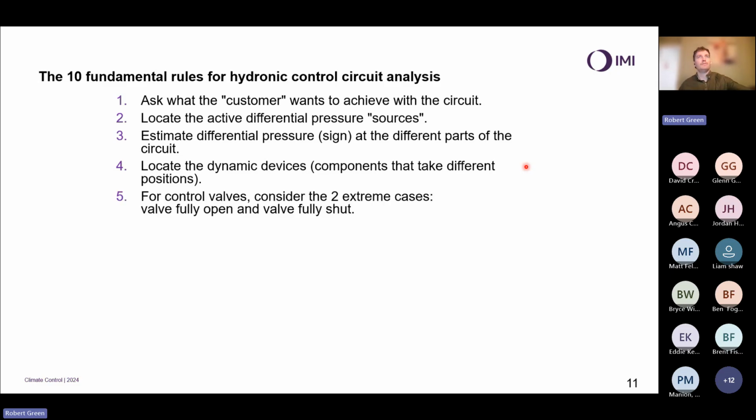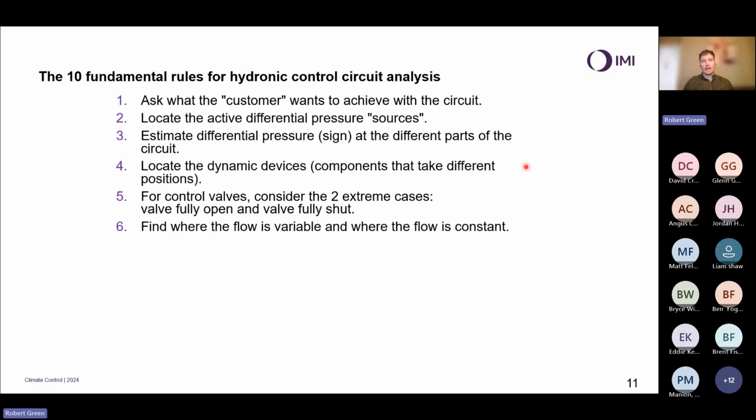And for a control valve, we want to consider two extreme cases. When the valve is fully open, i.e. at design conditions, the differential pressure is the lowest, and when the valve is fully shut, in my low load condition, my practically zero load, the differential pressure at that valve is the highest. And we need to make sure we take account of both of those so we can have a play off and make sure we get the most efficient solution.